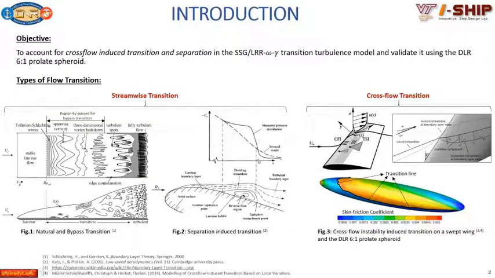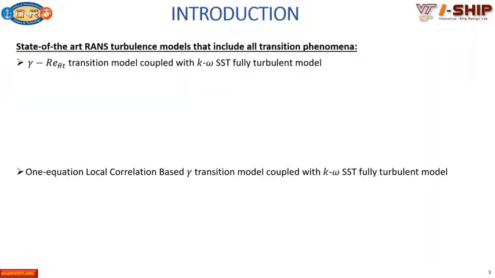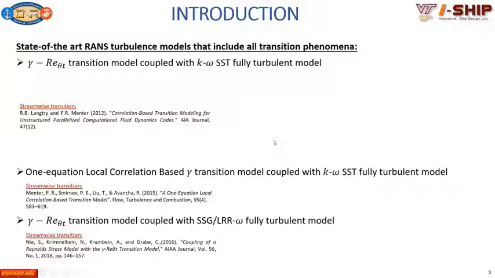Now, these transition phenomena are popularly modeled by the transition models listed in this slide. Out of these, the most popularly used model is the gamma Re theta transition model, which is coupled with the k-omega SST fully turbulent model. This was introduced by Langtry and Menter, and then further simplified to just include the gamma transition equation, and was introduced by Menter himself. This was also coupled with the k-omega SST fully turbulent model.